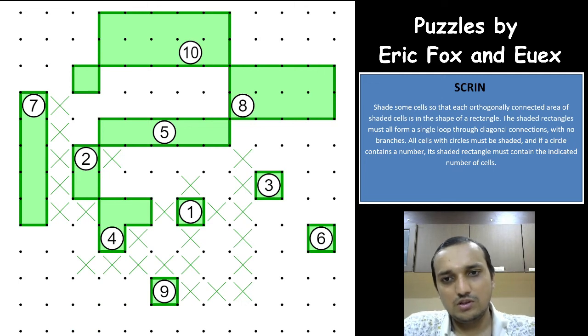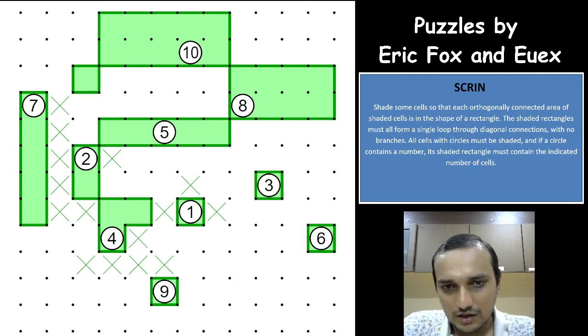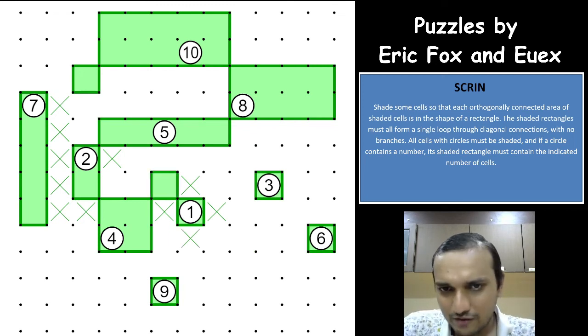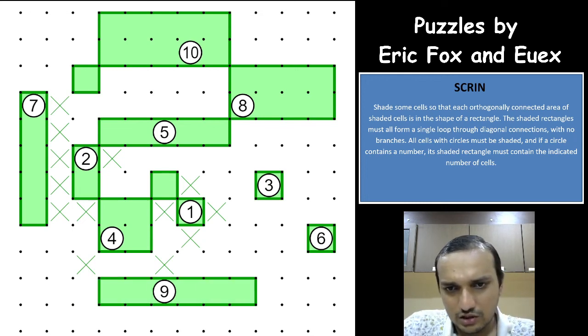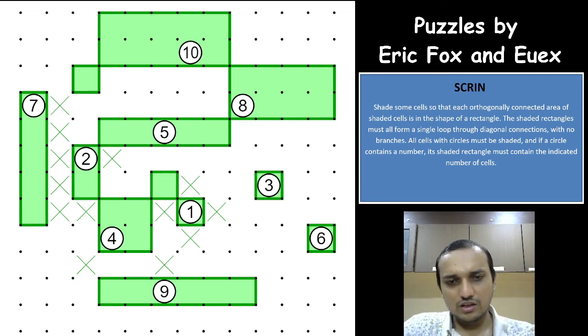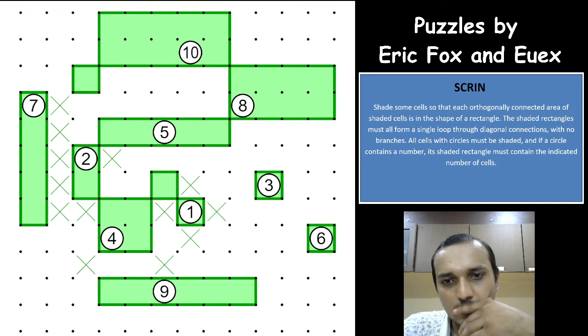Oh, this is not working, guys. I'll have to change the connection here. Okay, so which means 4 would have to be top. That is awesome. So this is crossed out, right? And this is also crossed out. Okay, and 9 would have to be horizontal, right? So these are the minimum cells required for a 9 to be happening.